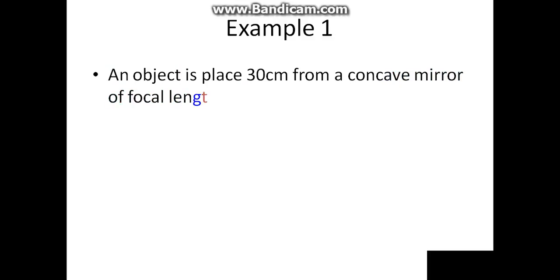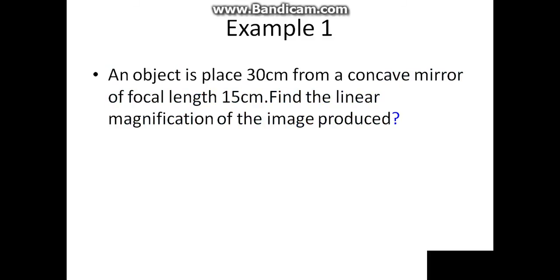Example 1. An object is placed 30 cm from a concave mirror of focal length 15 cm. Find the linear magnification of the image produced. Solution. Object distance u is equal to positive 30 cm. Image distance v is equal to 15 cm positive.